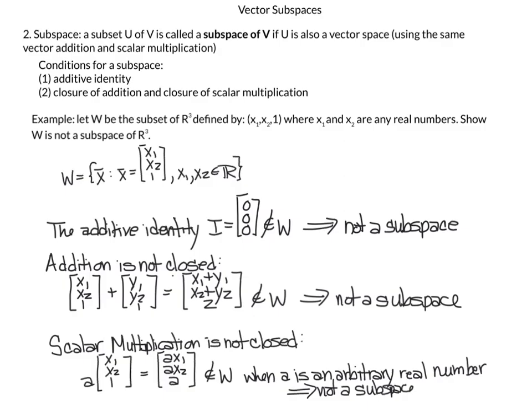First, we need to look at the additive identity. The additive identity for R3 is the (0, 0, 0) vector, and this vector is not in W because the third coordinate is 0 and not 1. This alone is enough to tell us that this subset W is not a subspace.